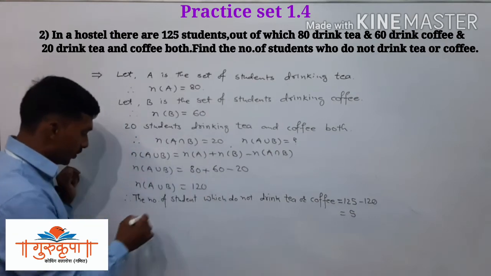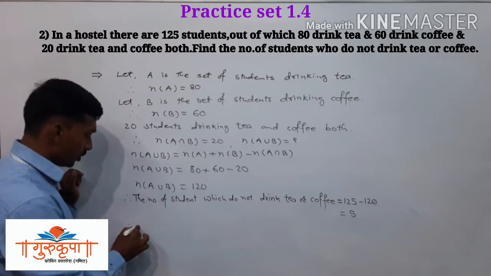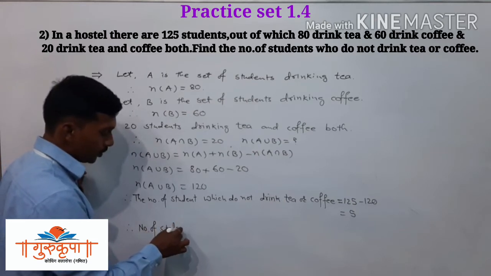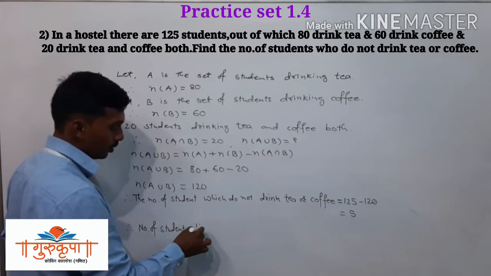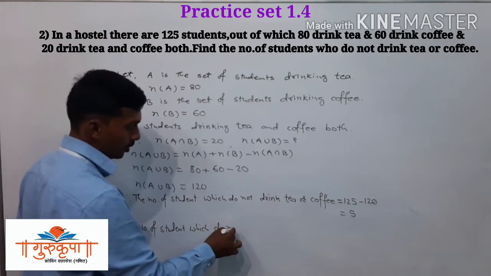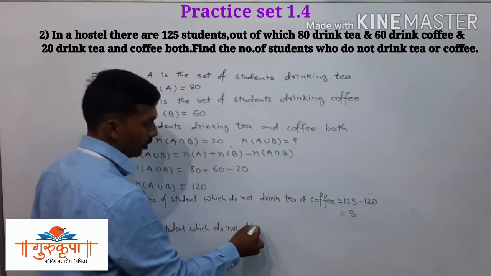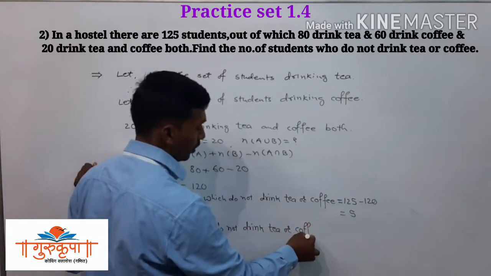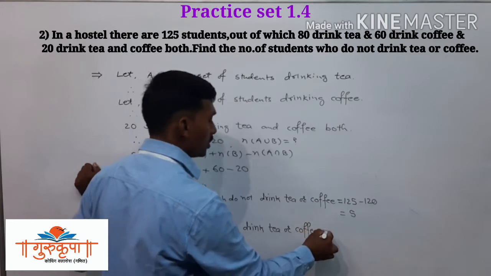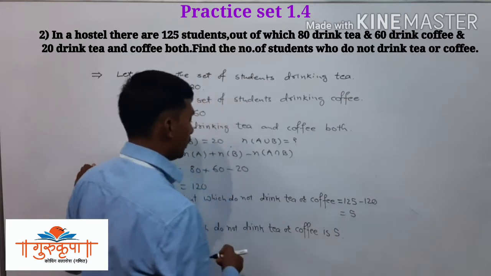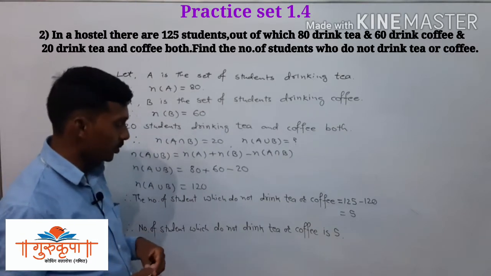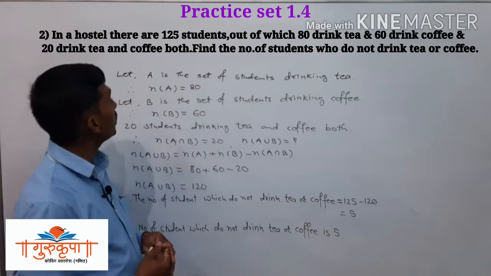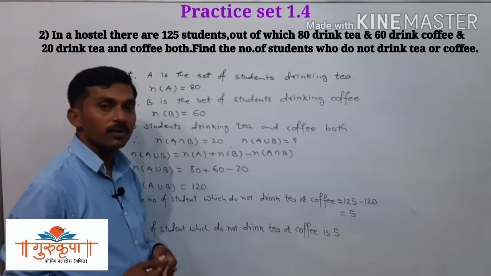We will write that answer in words. Therefore, the number of students which do not drink tea or coffee is 5. So this is all about the second question from practice set 1.4.